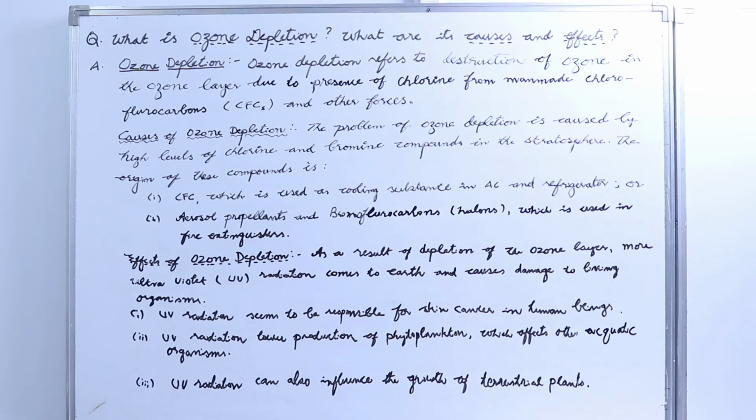Effects of ozone depletion. As a result of depletion of the ozone layer, more ultraviolet UV radiation comes to Earth and causes damage to living organisms. Number one, UV radiation seems to be responsible for skin cancer in human beings. UV radiation lowers production of phytoplankton, which affects other aquatic organisms, and UV radiation can also influence the growth of terrestrial plants. So they all suffer.